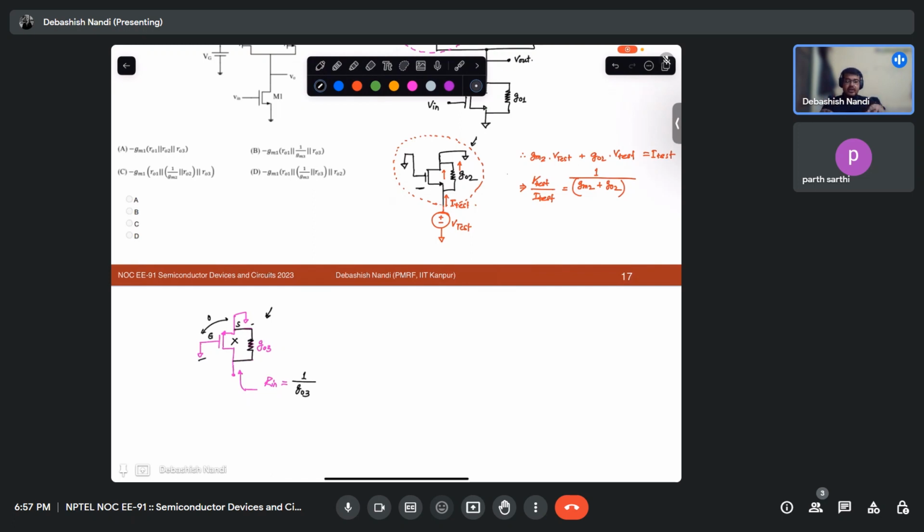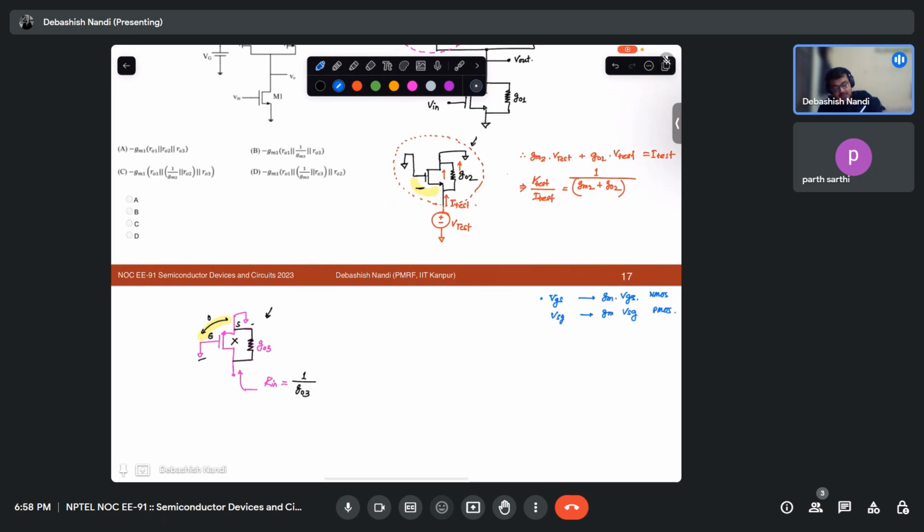Try to look carefully at the circuits. This is an NMOS, so whatever voltage difference there is between these terminals, current will flow due to that. This is a PMOS. Again, what is your current? For NMOS, VGS leads to a gm·VGS current. For PMOS, VSG leads to a gm·VSG current.